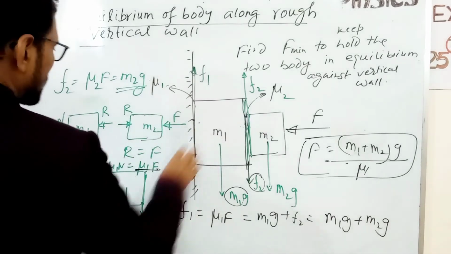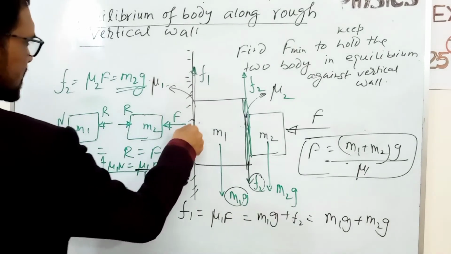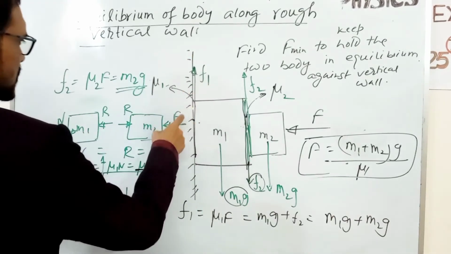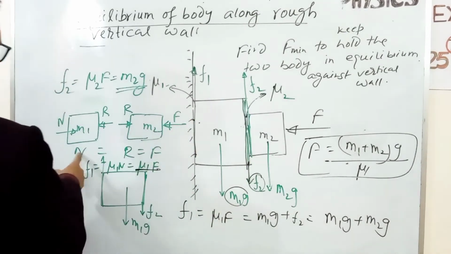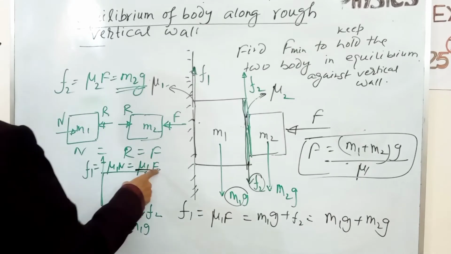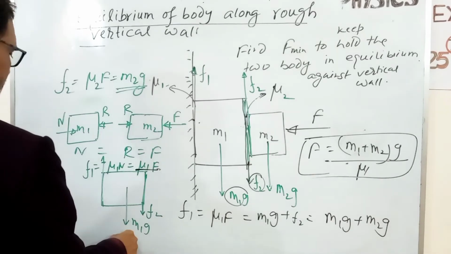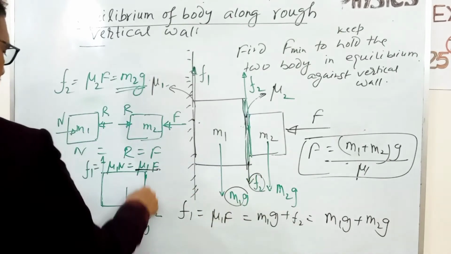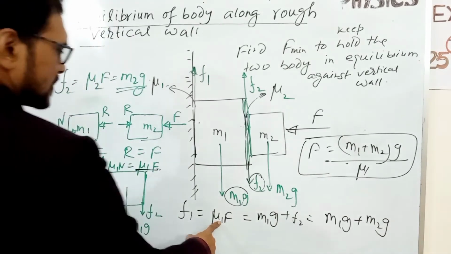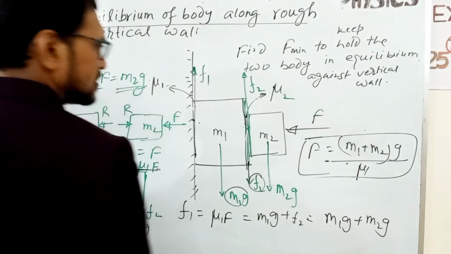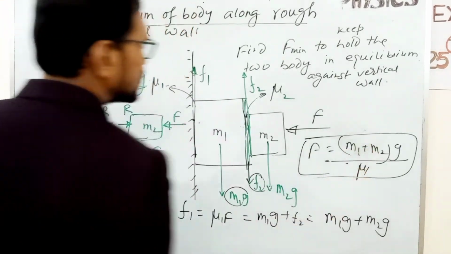Now for the mass M1, what is the friction force? Friction force on this surface is mu1 into N, equal to mu1 into F. So the friction force acts in this direction, the weight acts in this direction, and along this the friction force acts in this direction. So F1 equal to this plus this, plus this, F2 equal to mg. So now F equal to this by mu1.